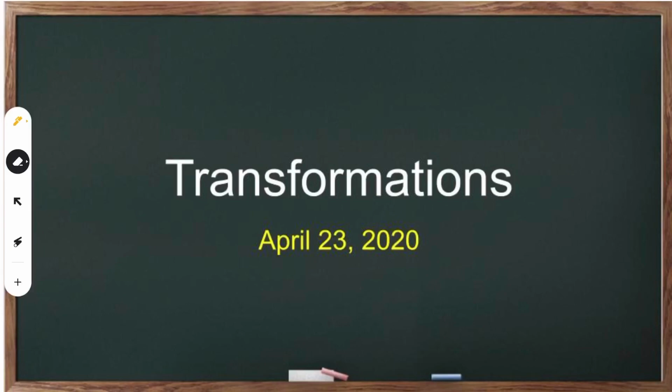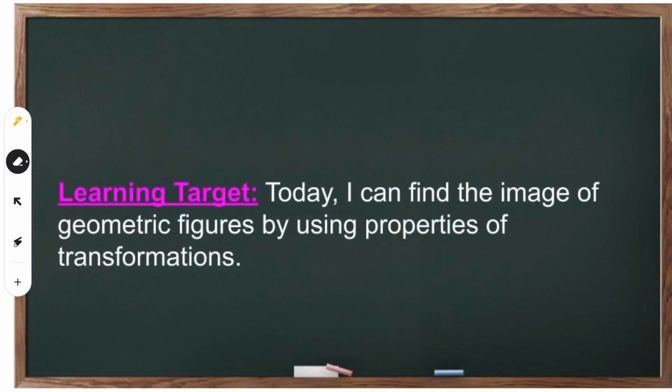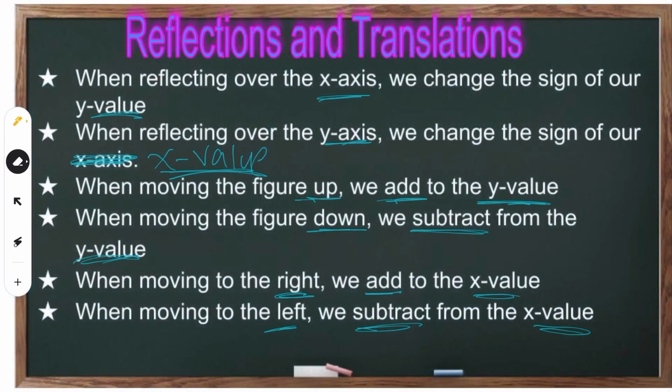So our topic of today is transformations. We're going to take what we know about reflections and what we know about translation and mix it together. So our learning target: today I can find the image of geometric figures by using properties of transformation. So we already know this about reflections and translations. I don't really feel a need to review this again.